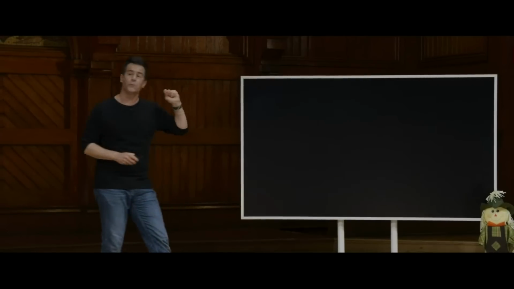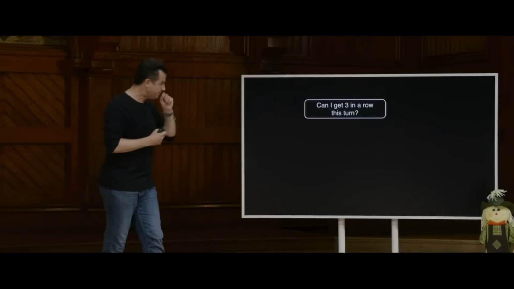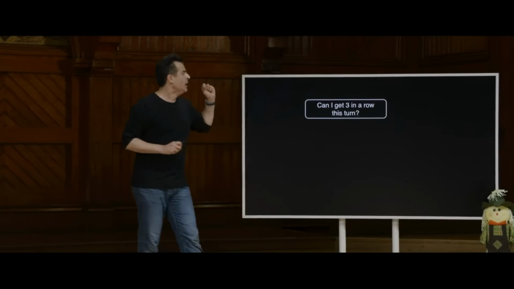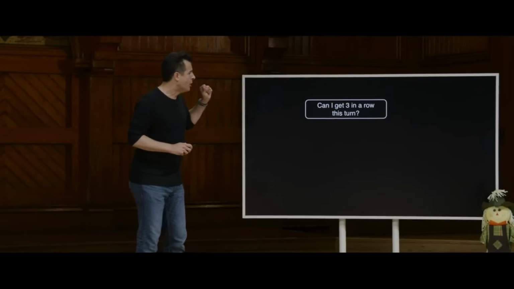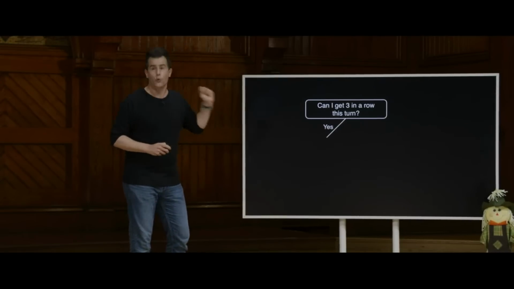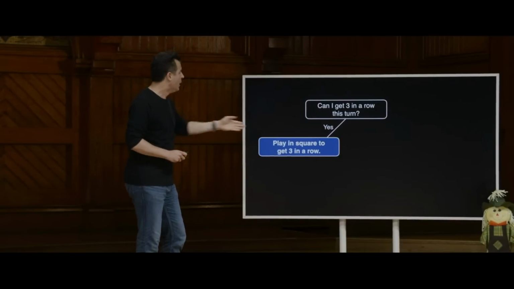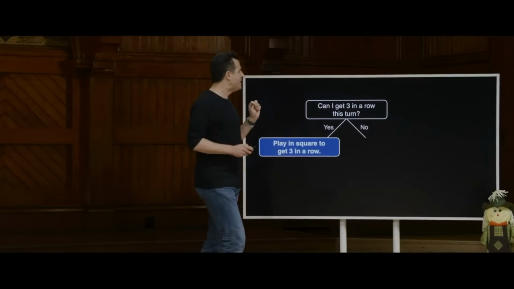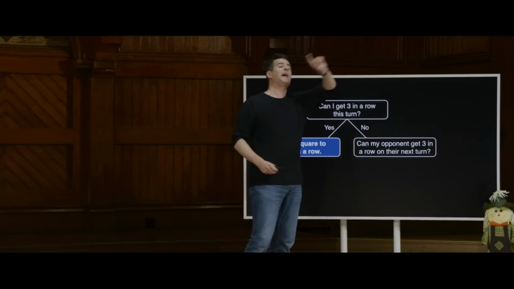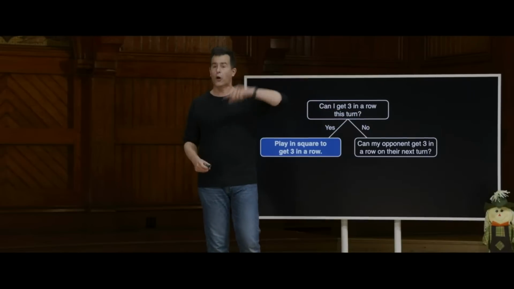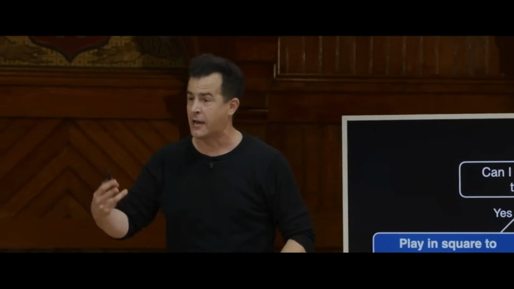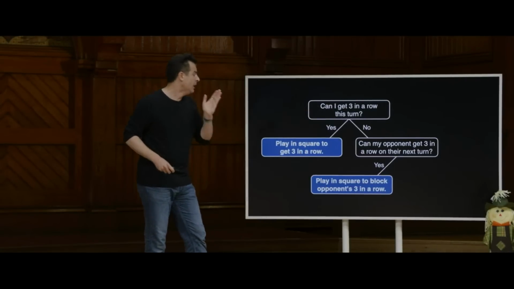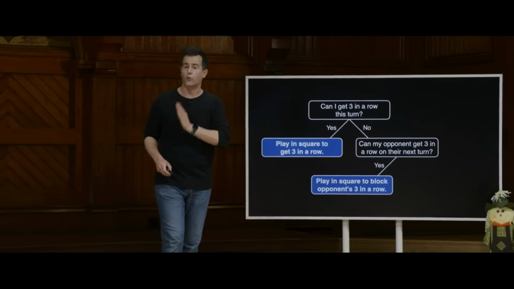So how can we borrow inspiration from those same decision trees and do something similar here? So if you, the player, ask yourself, can I get 3 in a row on this turn? Well, if yes, then you should do that and play the X in that position. Play in the square to get 3 in a row. Straightforward. If you can't get 3 in a row in this turn, you should ask another question. Can my opponent get 3 in a row in their next turn? Because then you better preempt that by moving into that position. Play in the square to block opponent 3 in a row.